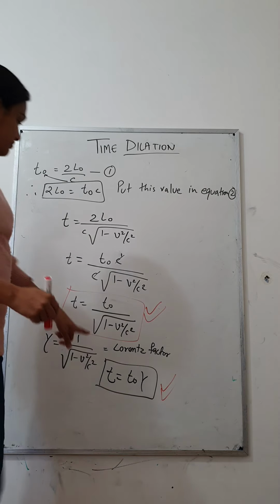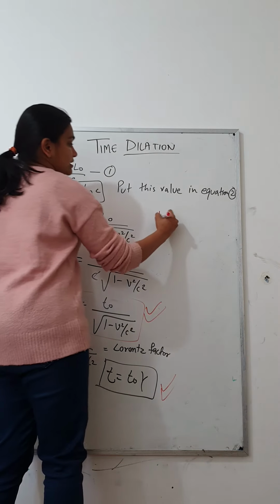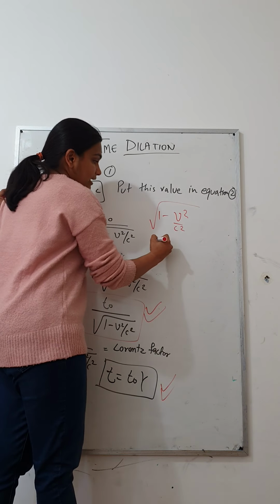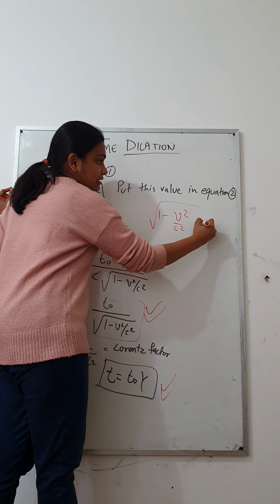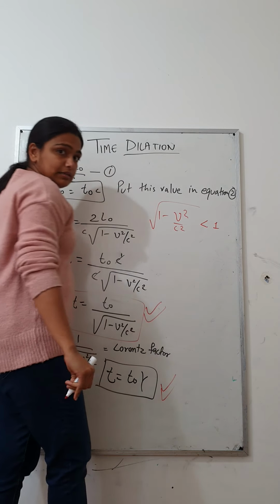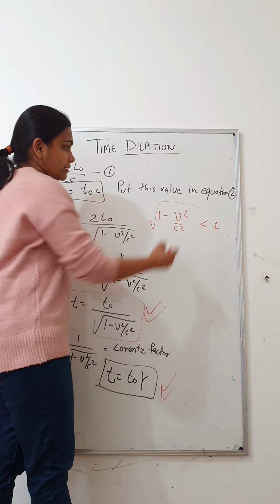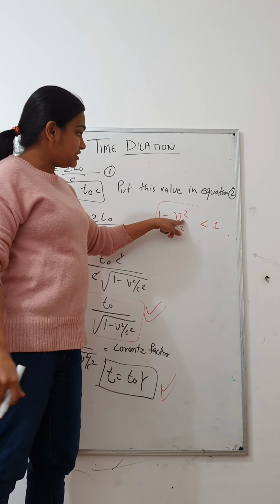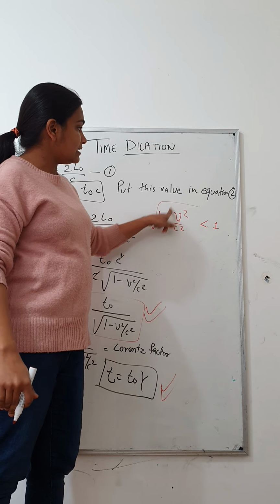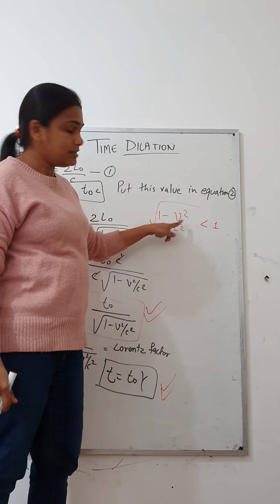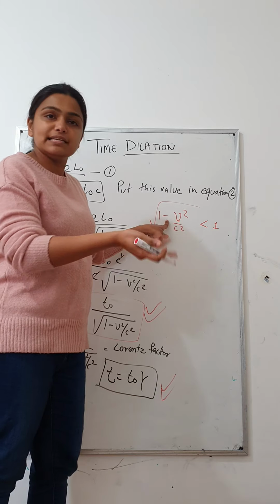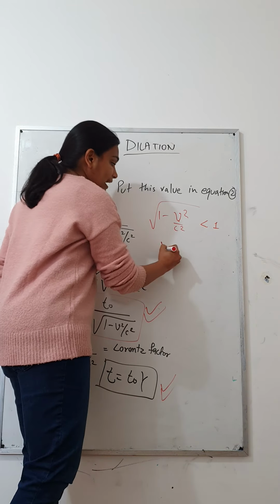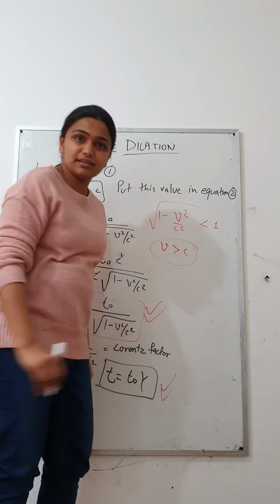A couple of things can be found out from the Lorentz factor. Let's say the square root of 1 minus v square by c square will always be less than 1. Why? Because v is always less than c. If v is less than c, then v square by c square is always less than 1, and the square root of 1 minus something less than 1 will be very small. Can v be greater than c?